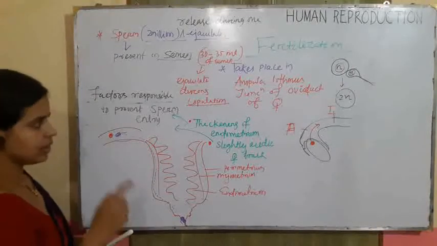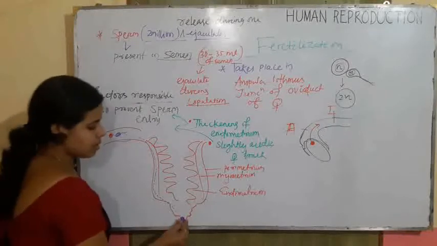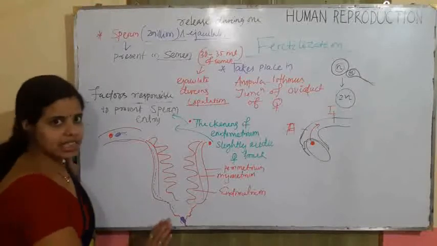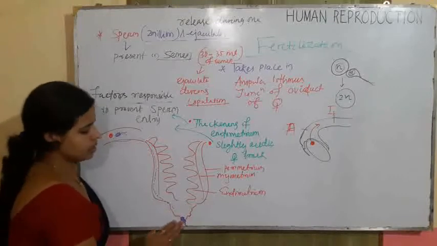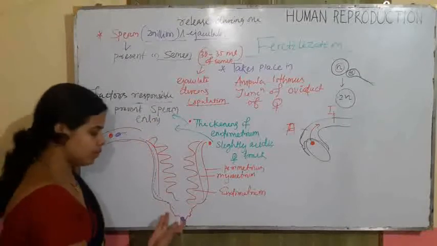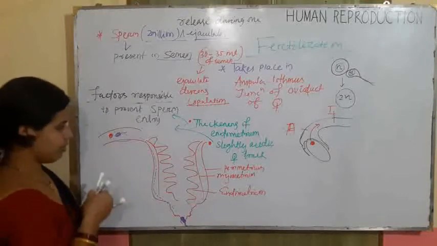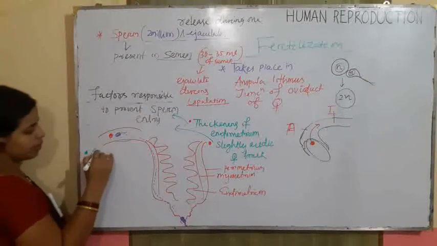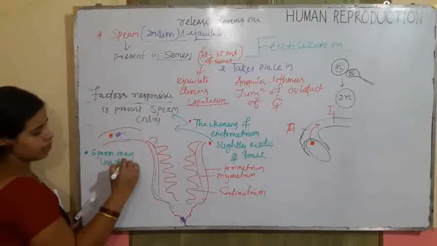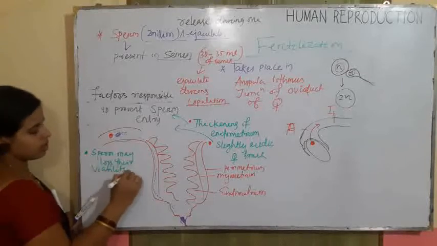Okay? And after these two, there are certain other processes. Sometimes the sperm may lose their viability. As we know, they can survive 24 hours here, but during this transportation process, some of the sperms may lose their viability. So that one also we can take as a reason. Sperms may lose their viability due to certain reasons. Okay.